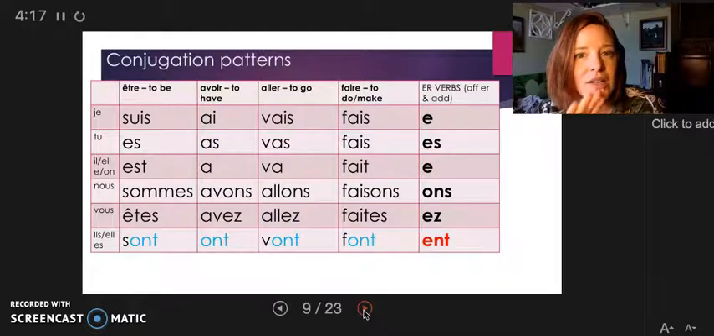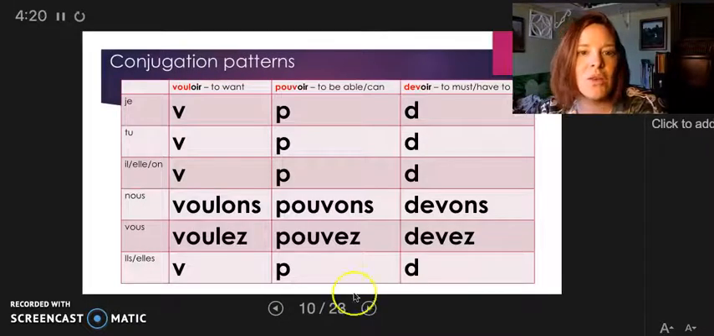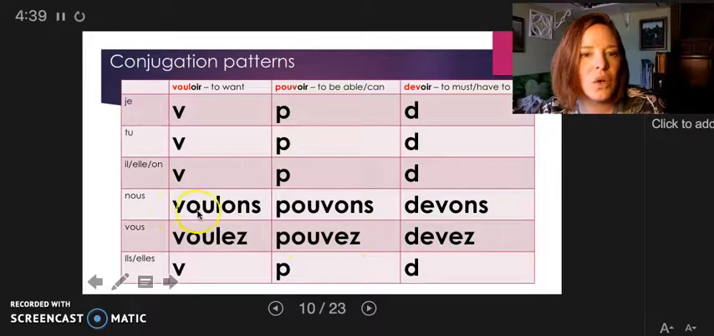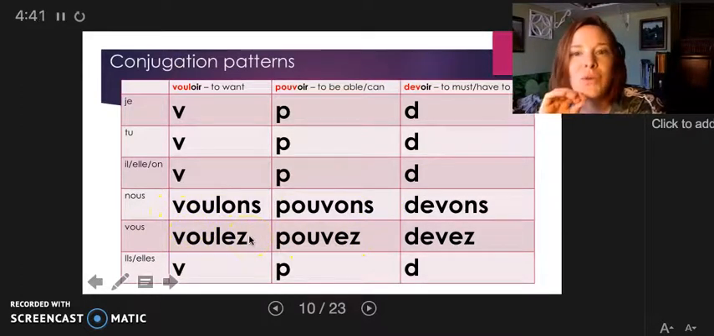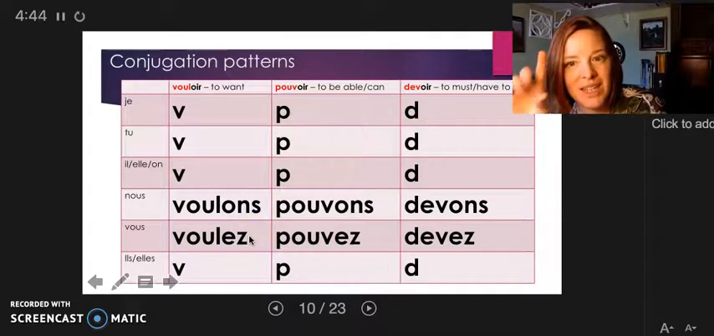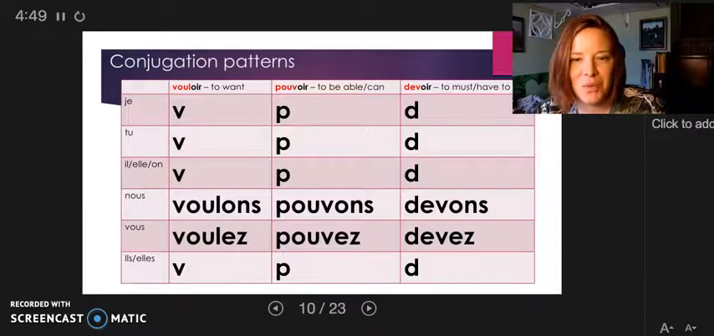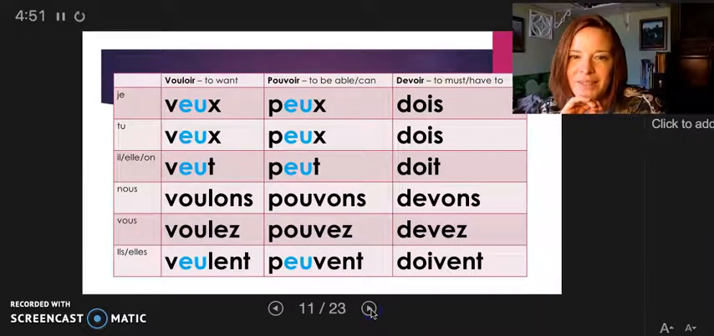Okay, so now let's take a look at the conjugations of these modal verbs. We have vouloir, pouvoir, and devoir. Notice we still see the EZ and the ONS. C'est bien facile. And so we're taking this root of voul, pouv, dev, to have devons, devez, pouvons, pouvez, voulons, et voulez. So outside of that boot, these are pretty easy to conjugate. The problem is inside the boot. They get a little complicated.